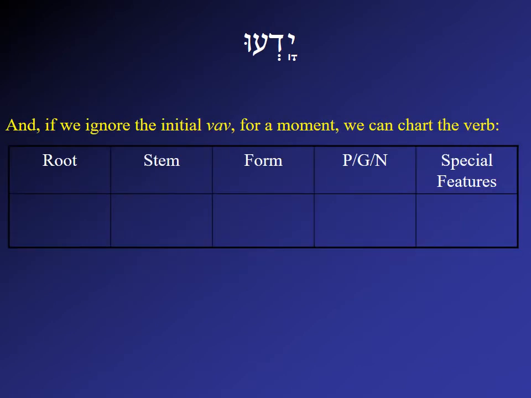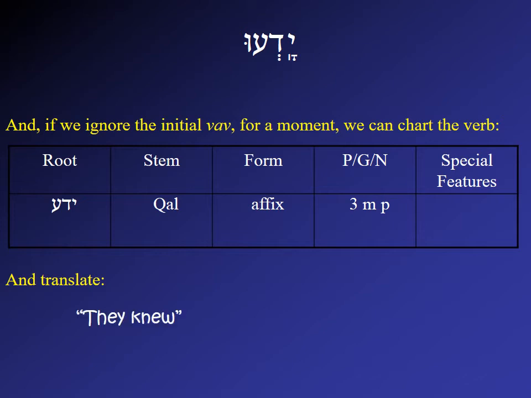Now, if we do the same analysis of this word without the vav, then we would parse our verb this way. The root is yada. The stem is kal. No doubling of the second root letter. The form is affix. The person, gender, number marked by that shurek at the end is third masculine plural. This form, as we have it, has no special features, and so it would be translated they knew. Remember that the affix form is the perfect aspect, translated most often by the English past tense. Yad'u, they knew.